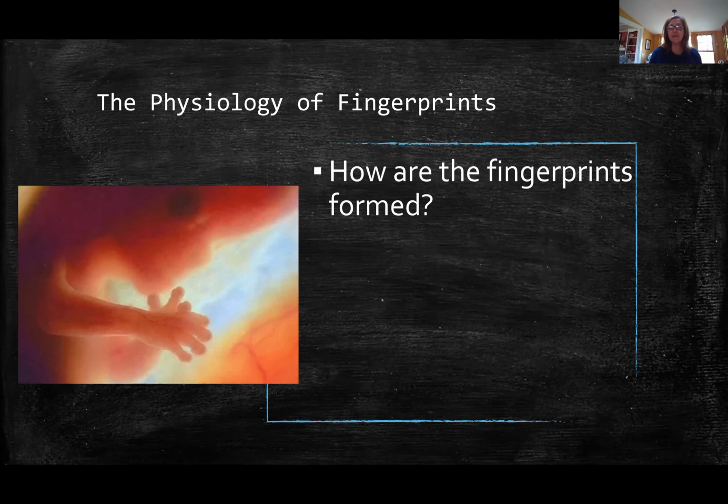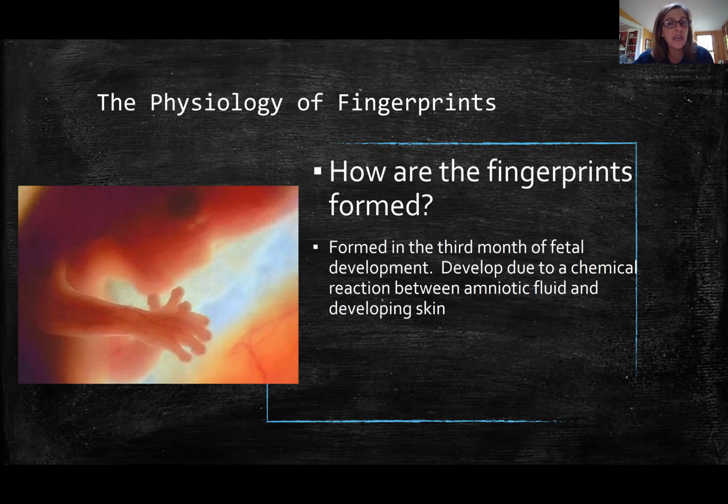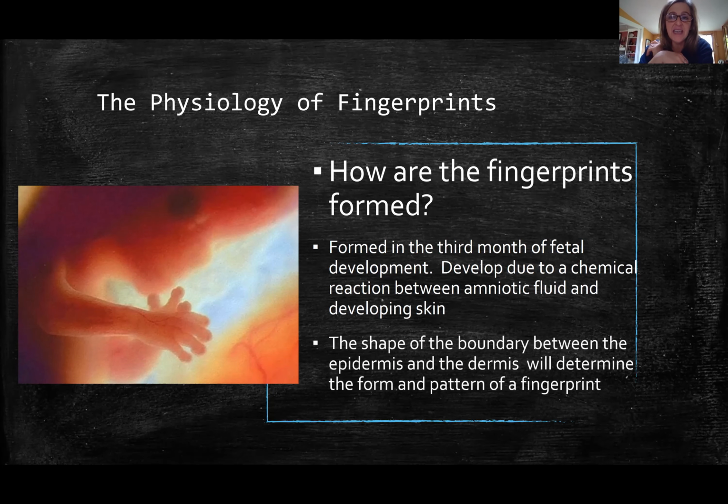How are fingerprints formed? Well, this picture here should be some kind of a little clue. Your fingerprints formed long before you were actually born. In fact, they formed in the 3rd month of fetal development. There was a chemical reaction between the amniotic fluid that the fetus is floating around in and the developing skin. So that amniotic fluid that's touching the cells of the developing skin are going to create these little ridges and valleys in that developing skin.